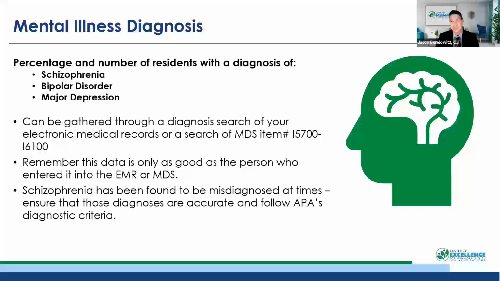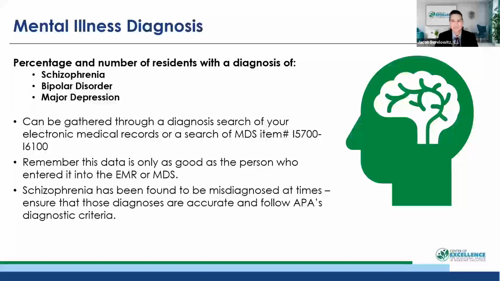I'm going to say this one time on this slide, but it applies to all of the data that we'll be reviewing: the data is only as good as the person who entered it. So we really want to think about who's putting those diagnoses into the medical record. Is that someone in admissions? Is it the nurse? Is it the MDS coordinator? Maybe somebody different in every facility. And so how accurate is it? How comfortable are we with that information? And similarly in the MDS, who's putting in that information, and do you have confidence that that person is properly capturing those diagnoses?